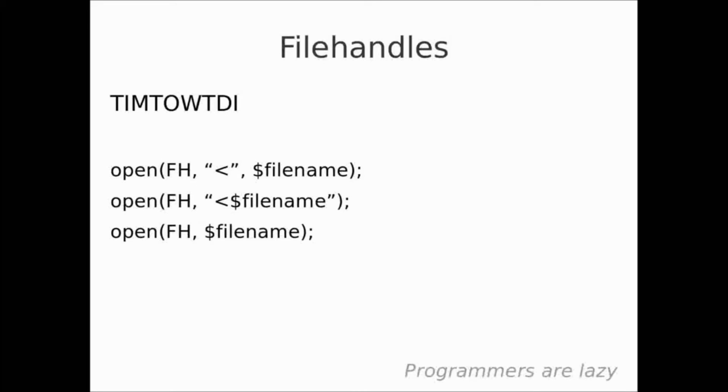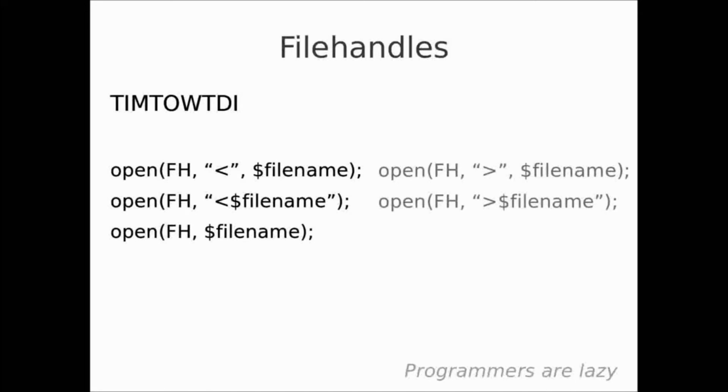Because it's Perl and programmers are lazy, most often we want to open a file for reading. And so there's actually a simplified 2-argument version where we just pass a file handle and a file name. And by default, Perl will try and open this for reading if the file exists. There are equivalent 3 and 2-argument open functions for writing, as I've shown here.